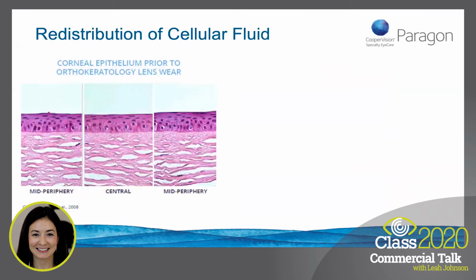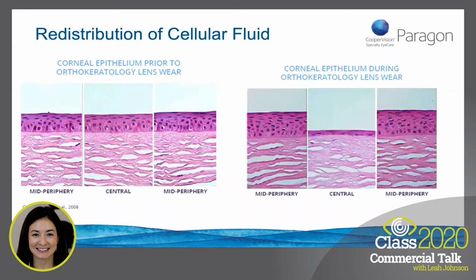Here are some histology slides from Pacific University with Dr. Chu and Patrick Caroline. And while these photos are of a cat cornea, it helps give a general idea of what happens to the epithelial cells post-Ortho-K lens wear. The picture here on the left shows corneal epithelium prior to Ortho-K lens wear, and the photo on the right shows the corneal epithelium after Ortho-K lens wear. As you can see, we have central compression, and the extra fluid then goes to the mid-periphery to increase thickness.